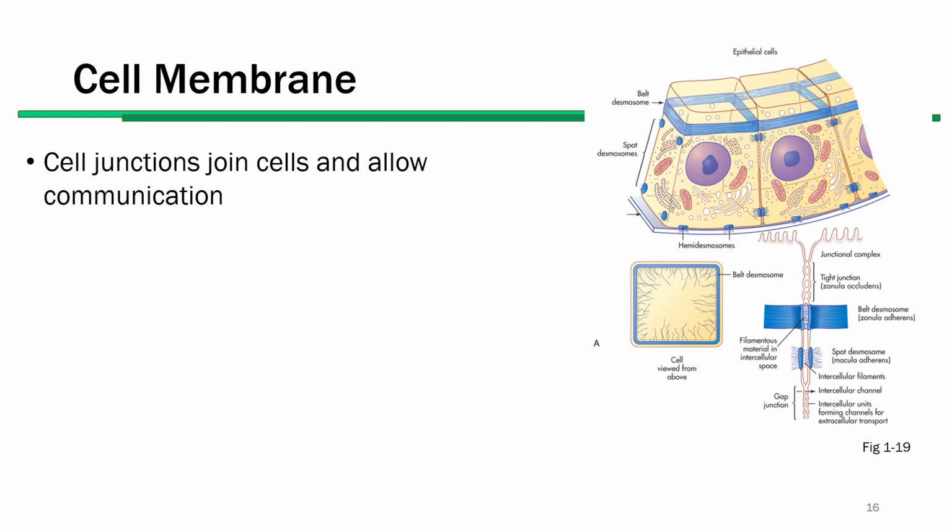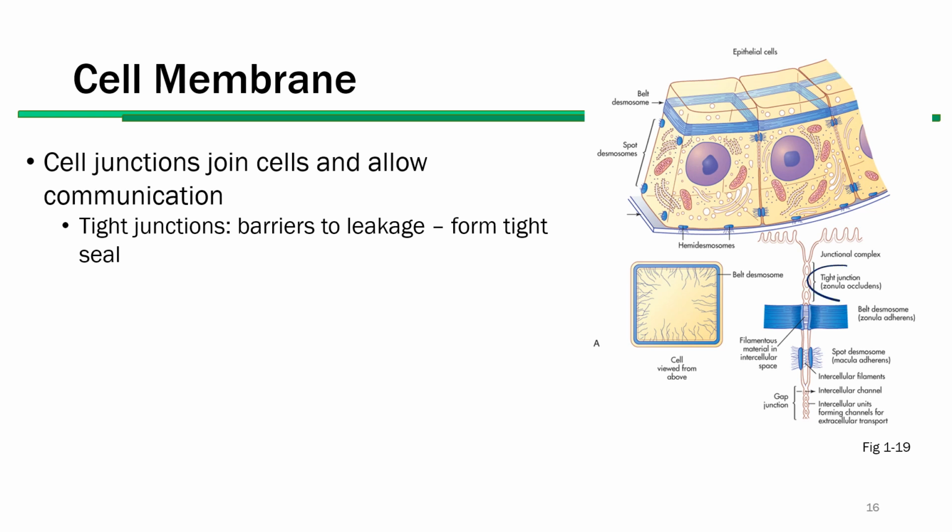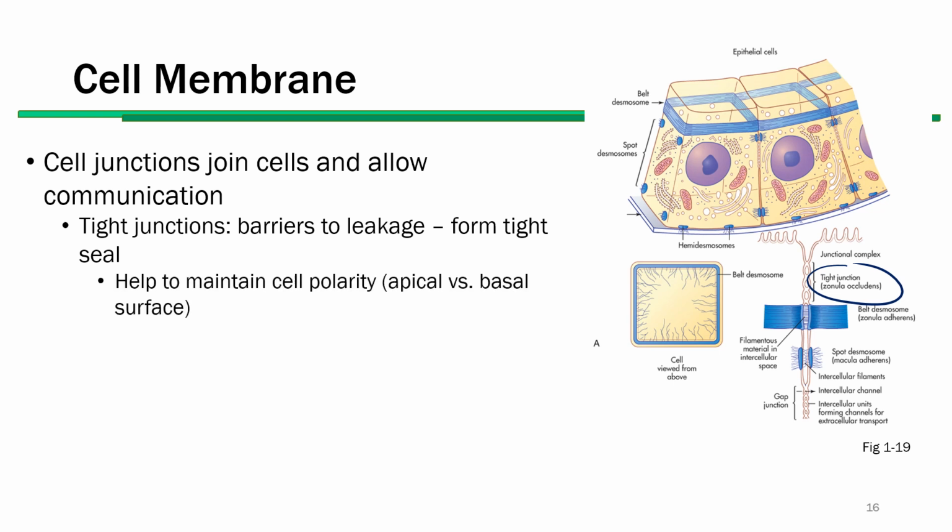Cell junctions join cells and allow communication. There are tight junctions which form barriers to leakage. They're going to form a tight seal. You can see a tight junction here. And then they help maintain the cell polarity too. What is the apex and what is the basal side? So the cell knows which way is facing the lumen and which way is facing the basement membrane, because those will have different kinds of directional components to them.